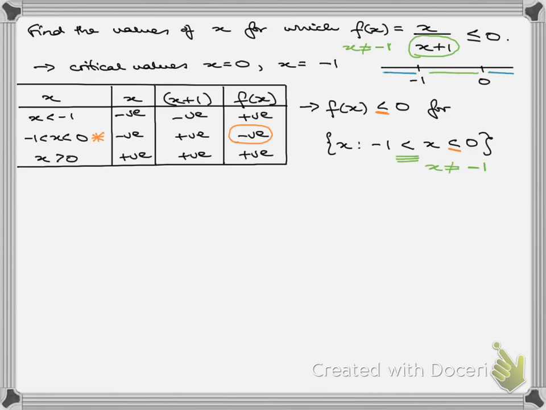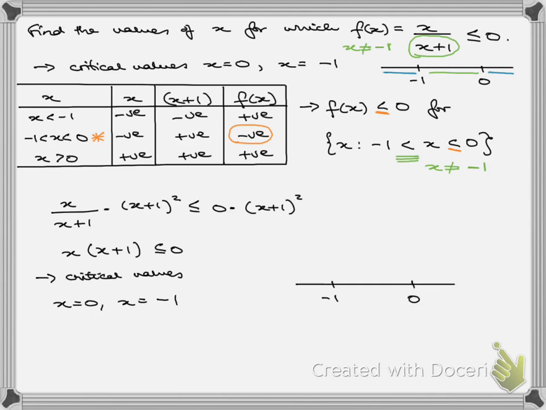f of x less than or equal to 0 for x lying between negative 1, not including negative 1, and 0, but including 0. Okay? Let's check it out if we were to graph it. So we multiply by the square of the denominator on both sides. Neaten things up, cancel factors, multiply by 0. We get x multiplied by x plus 1 is less than or equal to 0.